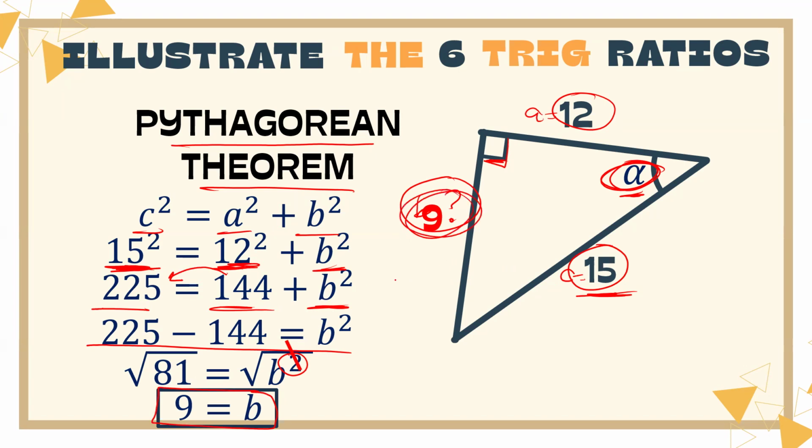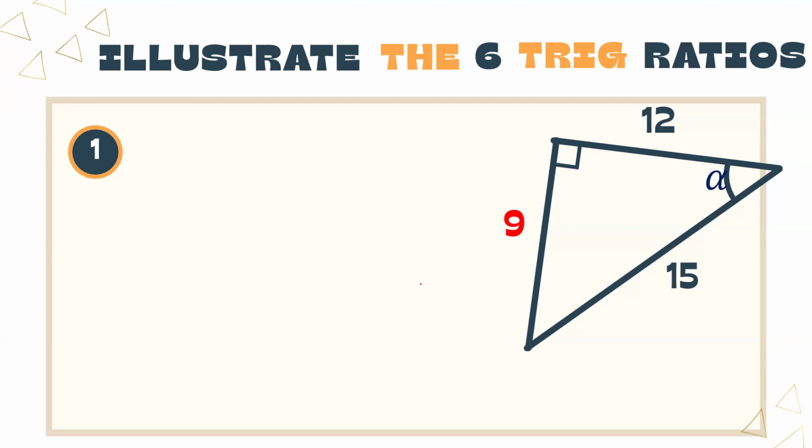Okay, now that we have the length of side B, we can easily calculate the six trigonometric ratios for the angle alpha. So with respect to angle alpha, the leg with the length of 9 is its opposite side. The leg with the length of 12 is its adjacent side, and 15 is the longest side, and that would be the hypotenuse. Okay, so now you can solve for the six trigonometric ratios using these values.